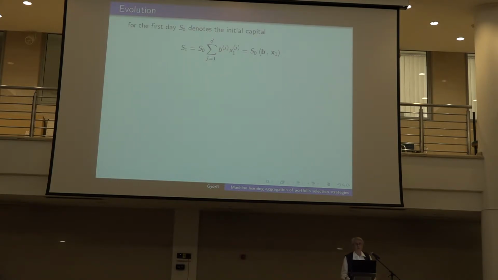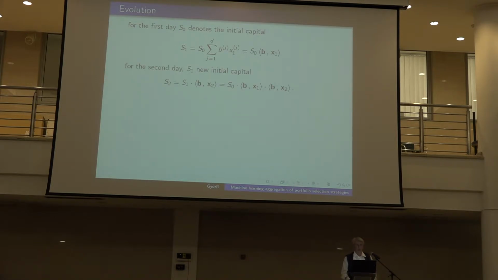The evolution is simple. If S_0 is the initial capital, then S_0 times b^(j) is invested into asset j. $1 investment results in X_1^(j). So altogether, the amount of money at the end of the first trading day is the product of the initial capital and the inner product of the portfolio vector and the first return vector.